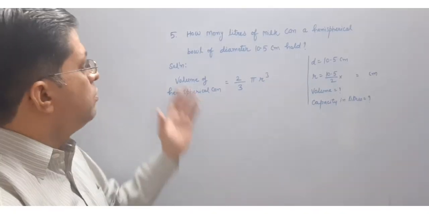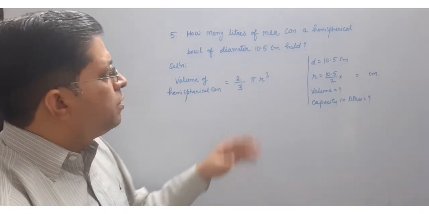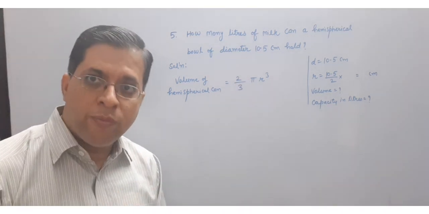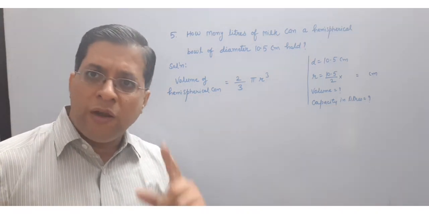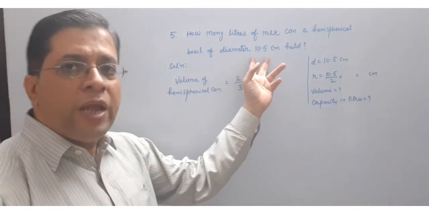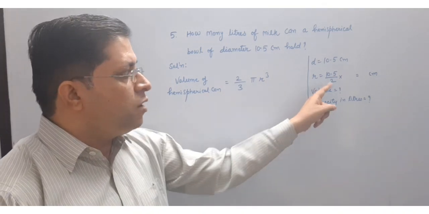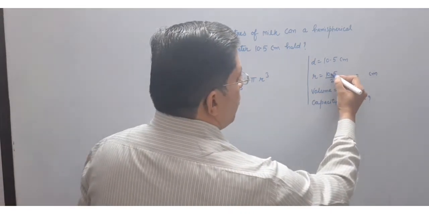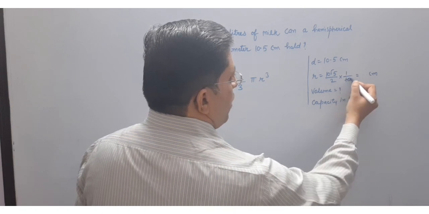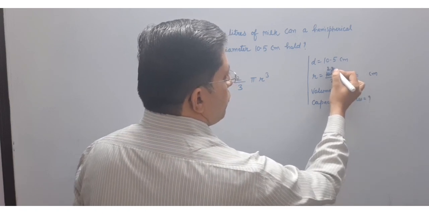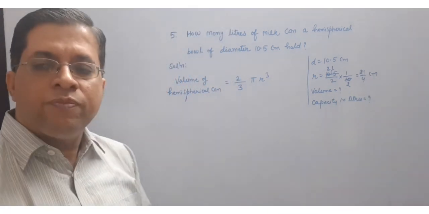Yes, the next question is, how many liters of milk can a hemispherical bowl of diameter 10.5 centimeter hold? Okay, so volume of hemisphere is equal to what? 2 upon 3 pi r cube, that we know. Then diameter is given to you 10.5 centimeter. Then what will be the radius? 10.5 upon 2. I am removing this decimal. This is 10 now. Okay, this is 10, so 5 2s are 10. This is 21. So 21 upon 4 will be the radius of that hemispherical bowl.